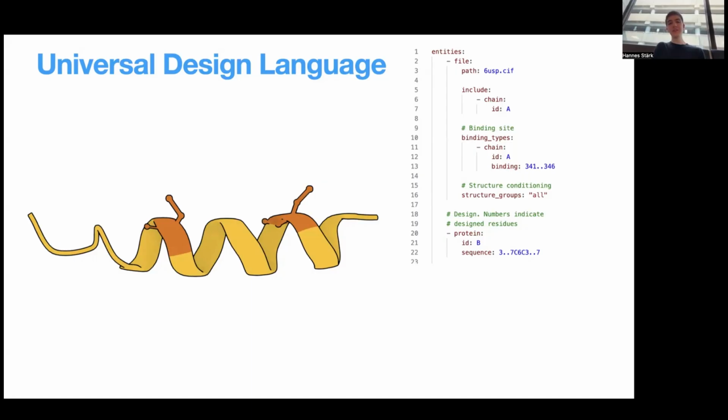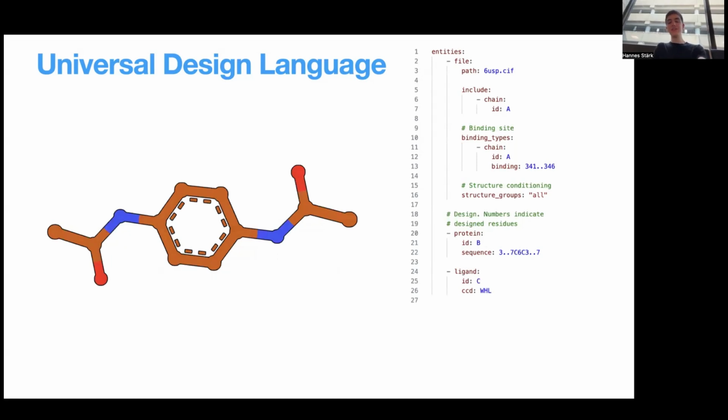And then I want these to be covalently bound to a small molecule, because I want to design this type of binder that is what's called a helicon or a stable peptide. For that, I say I want to, in this soup, also include the small molecule. So I add this as another entity here, this ligand that's called WHL. You could also specify this as a SMILES string. Here, we specify the CCD ID.